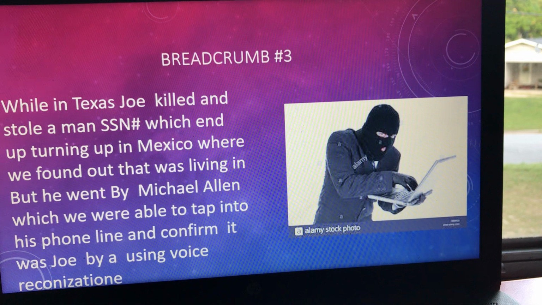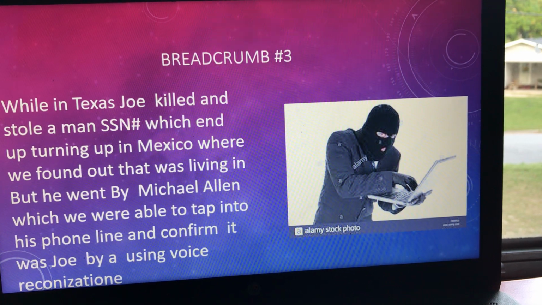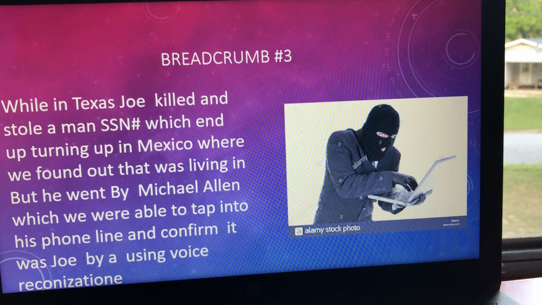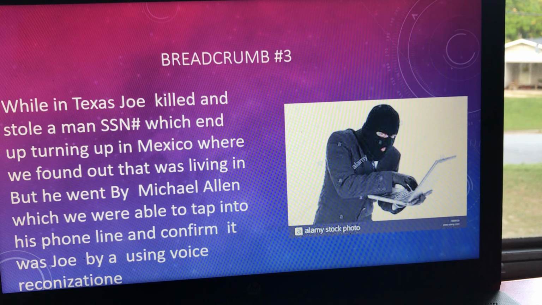But before he left the victim's side, Joe killed the man, and he texted the victim's mother, Michael Allen's mother, Mrs. Allen. He texted her and asked for Michael's social security number, which Mrs. Allen gave Joe. And later we found out that Mr. Michael Allen's information, his social security, everything popped up in Mexico, which led us to Mexico to find where Joe was.